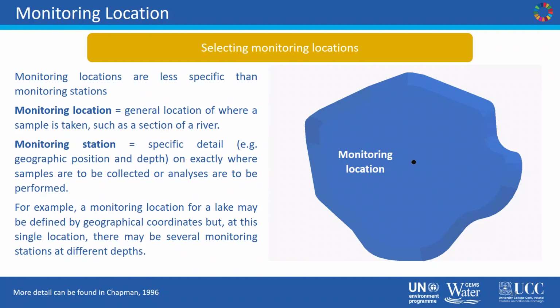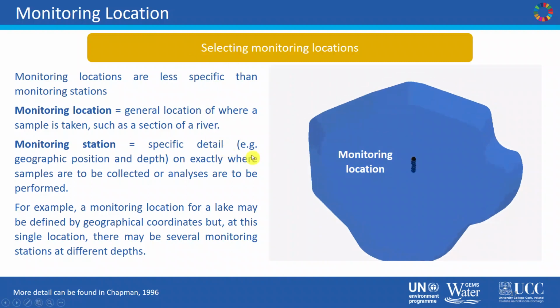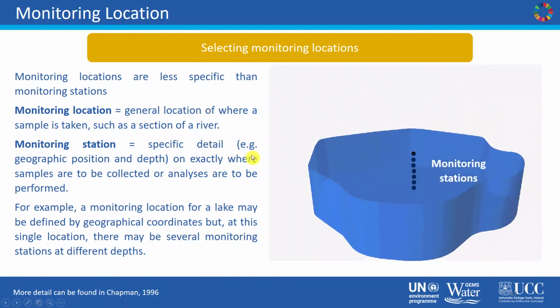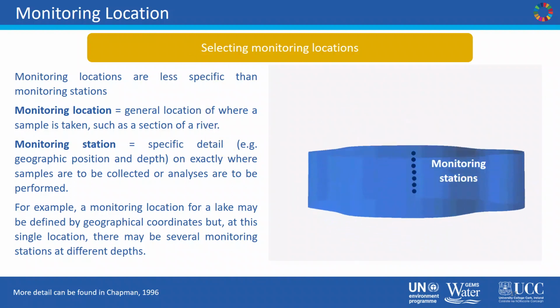And this is the detail on exactly where the samples are to be collected or the analyses are to be performed. So, for example, a monitoring location on a lake may be defined by a geographical coordinate, but at this single location, there may be several monitoring stations. And as shown here, each of these stations may be at a different depth.